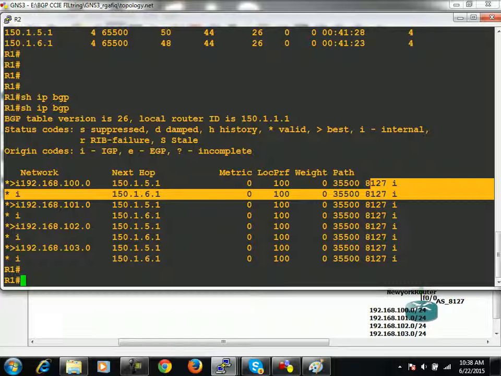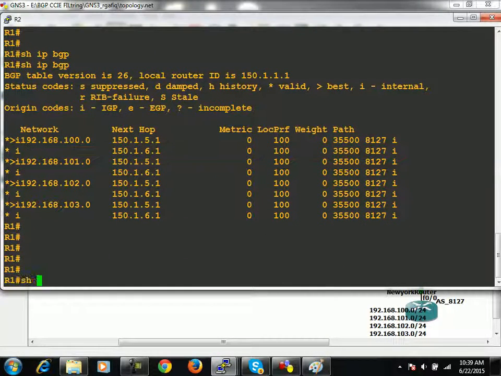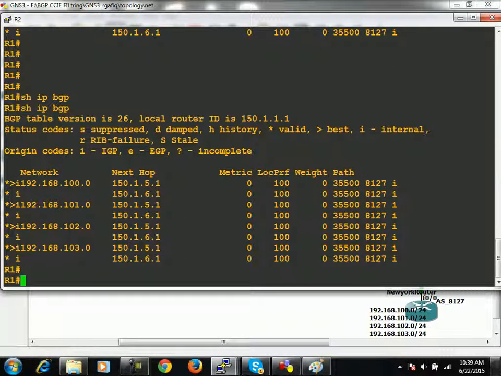Fine. Hello, you people tell me, have you understood it or not? See, if this I is mentioned at the beginning of the line, at the beginning of the prefix, it means it is an internal prefix and also received from an IBGP neighbor. And if it is mentioned at the end of the line, it means, you understand very well now what I mean to say, right? So this time you can see that I'm on R1 and R1 is receiving these prefixes coming from R5 as well as R6.